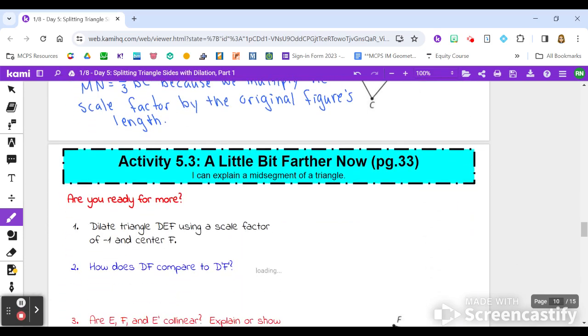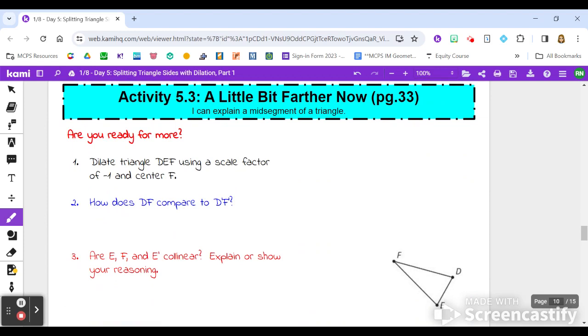Last piece for today is the "Are you ready for more?" on the bottom of page 33. This one I like because we haven't talked about negative scale factors, and something interesting happens. I kind of like it, so I wanted to share it with you guys.